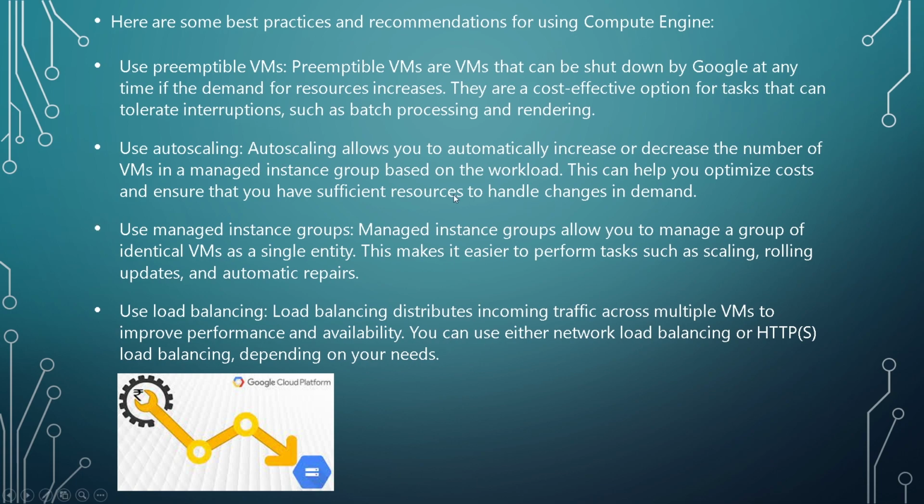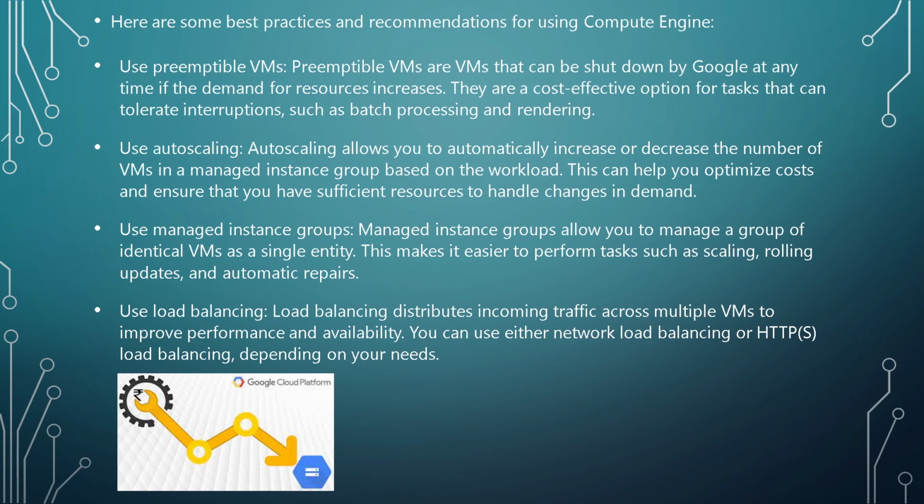Auto scaling allows you to automatically increase or decrease the number of VMs in a managed instance group based on workload. This can help you save costs. So in a busy time of the year, you need more resources and scale up, and during the night it can scale down. And then the third one is use managed instance groups.